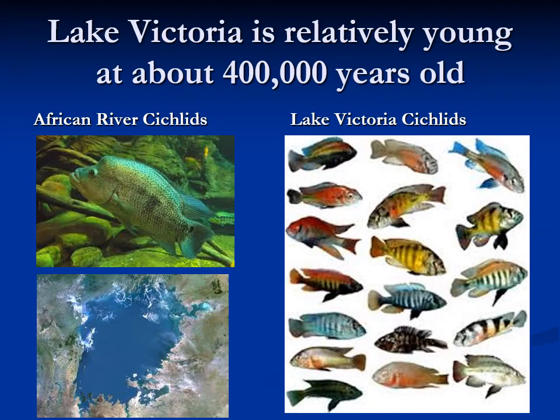So Lake Victoria is a relatively young lake in Africa. It's about 400,000 years old, which doesn't sound young, but when you're talking about the world being 6.5 billion years old, that's not much. And so Lake Victoria was formed in 1 year in Africa when there was a lot of rain. And the rivers overflowed. And when the rivers overflowed, 2 species of river cichlid, which are kind of dull and boring looking, ended up in this lake isolated.